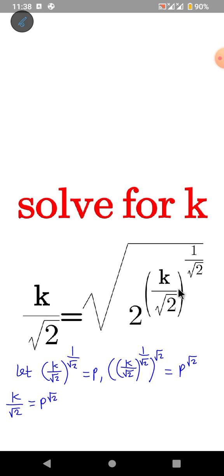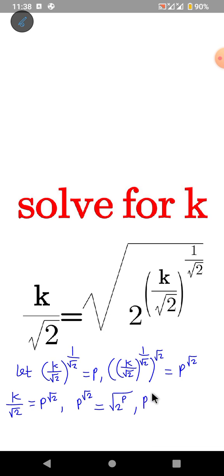Now we'll go back to the question again. In the question we have k over root 2, and k over root 2 here is p raised to the power of root 2. So I'll replace this k over root 2 with p raised to the power of root 2, equal to the square root. Now I'm going to write this 2 first. As this power here, (k over root 2) raised to the power of 1 over root 2, is equal to p, here will become 2 raised to the power of p.